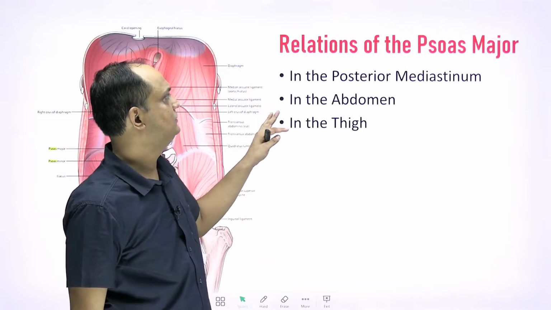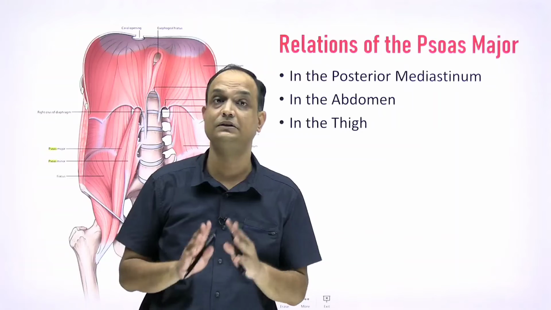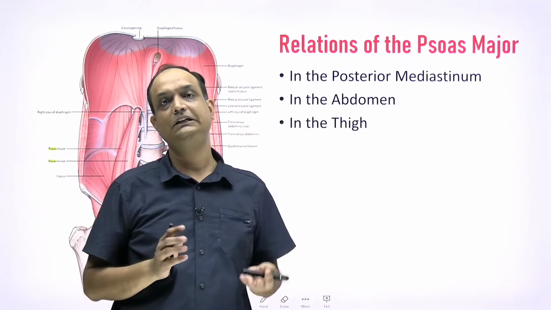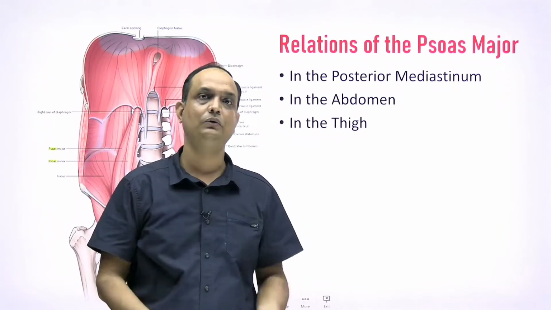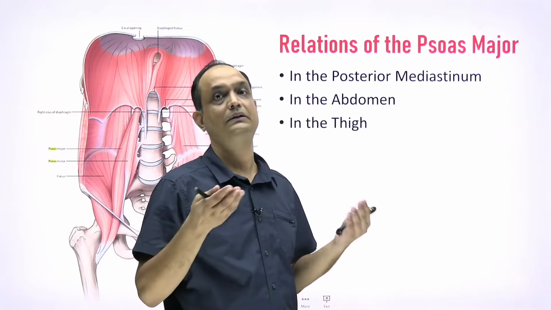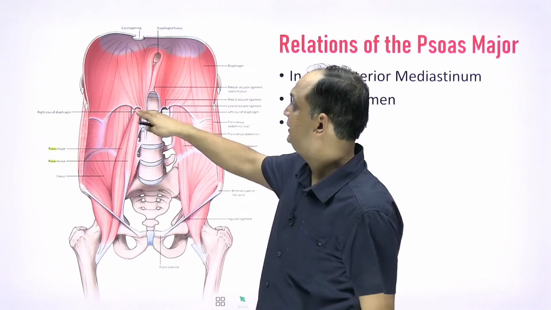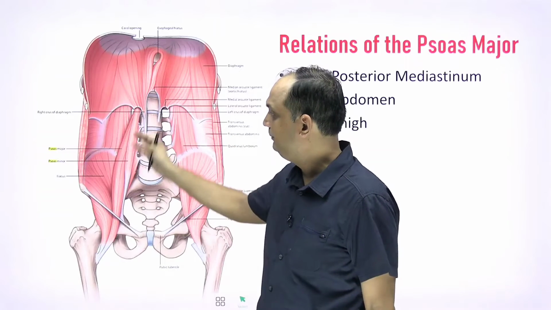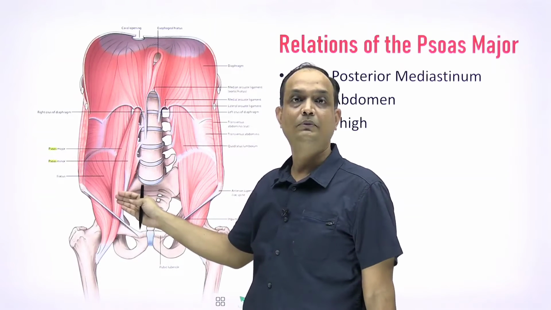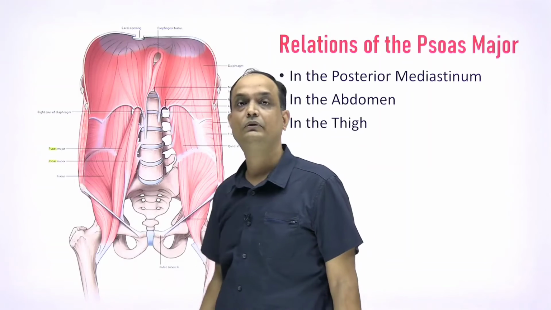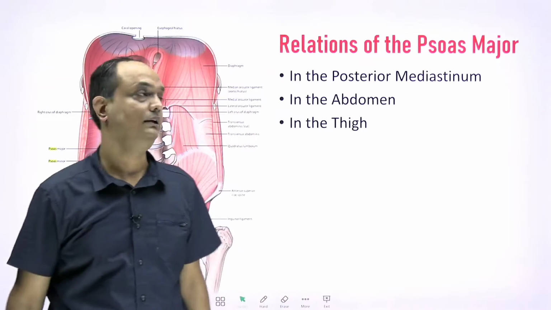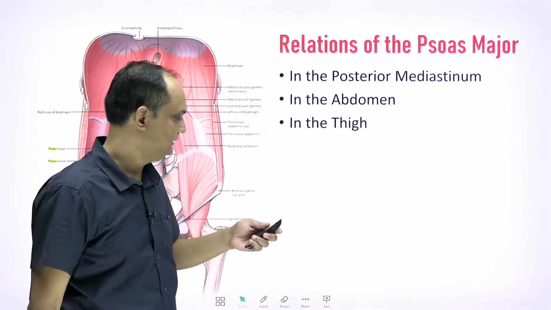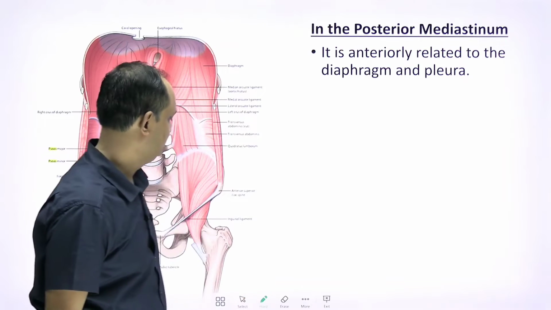Now what are the relations of the psoas major muscle? So apart from these nerves, I already told you that psoas major is present in three areas. Above the diaphragm it enters the posterior mediastinum, then up to the inguinal ligament you will find it in the posterior abdominal wall, and below the inguinal ligament you will find it in the thigh. So you will find the relations in all three areas. So first is in the posterior mediastinum.